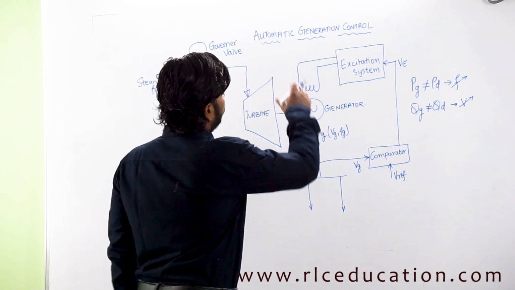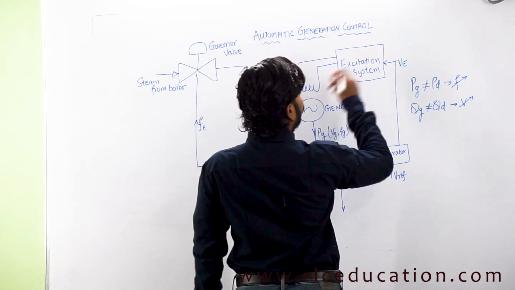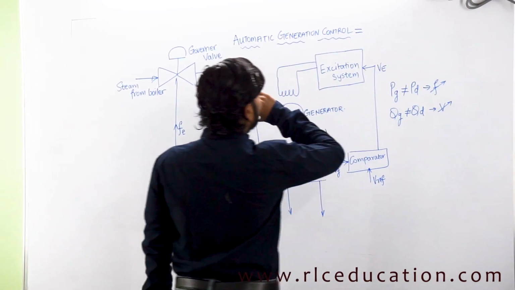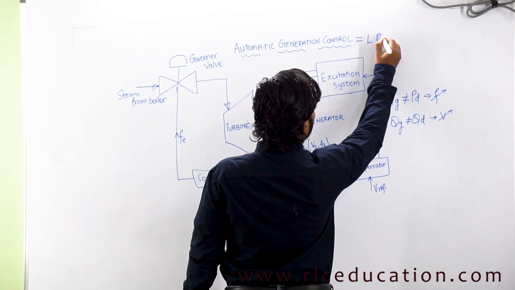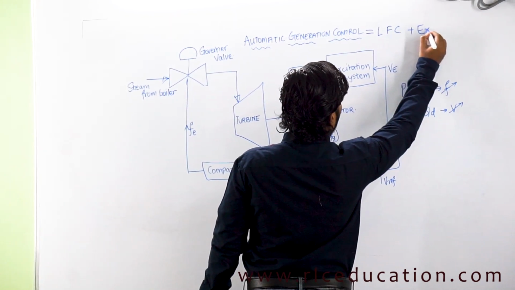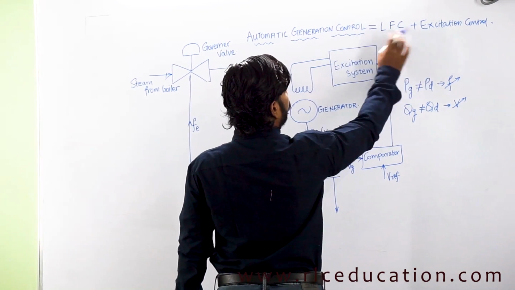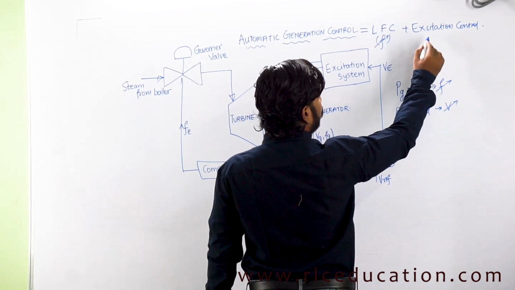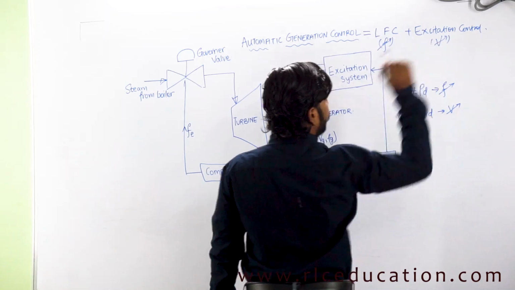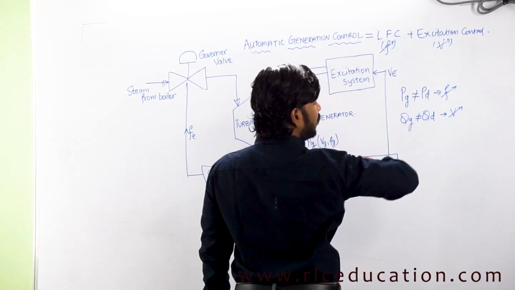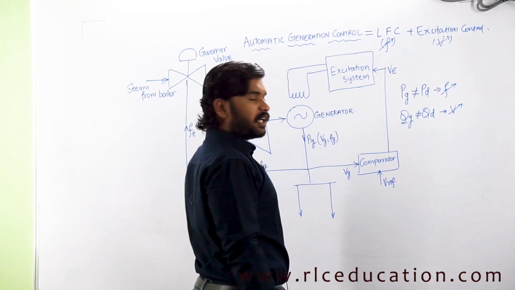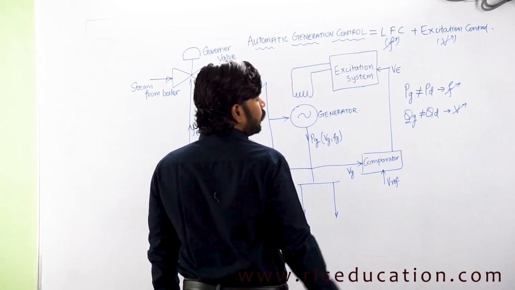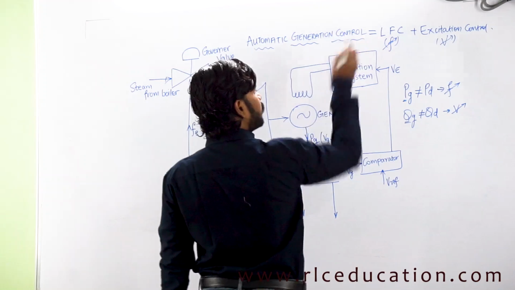As I was telling, automatic generation control is a system where you are able to control the voltage as well as the frequency of the system. So I can say automatic generation control equals load frequency control (LFC) plus excitation control. Why is it called excitation control and load frequency control? Load frequency control is the control mechanism that controls the varying frequency, and excitation control controls the voltage of the generator. By controlling the excitation, we control the reactive power generation, and automatically the voltage is controlled. In load frequency control, you control the active power generation, therefore the frequency is controlled.